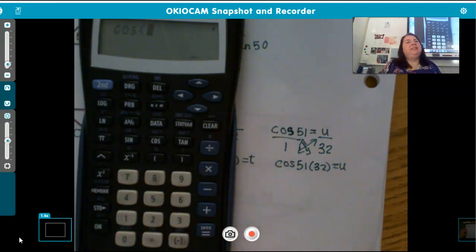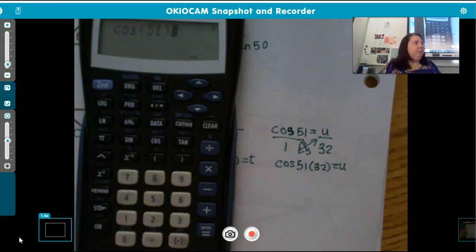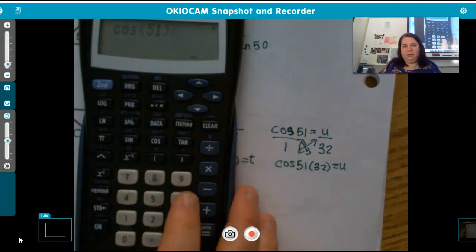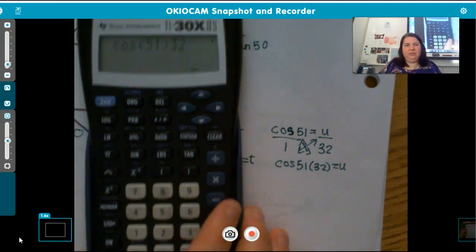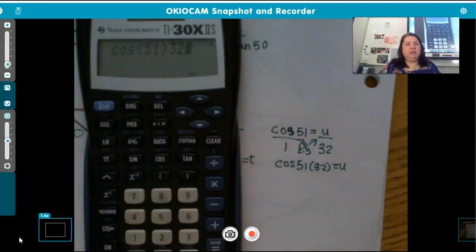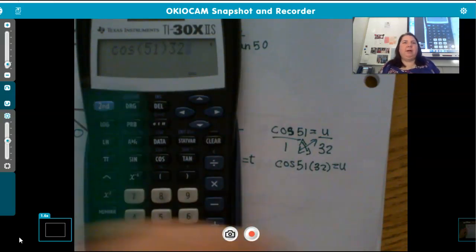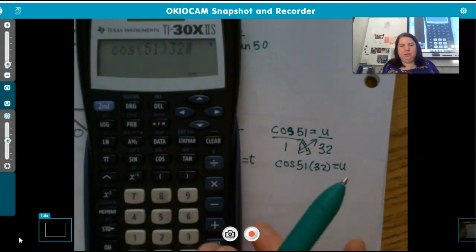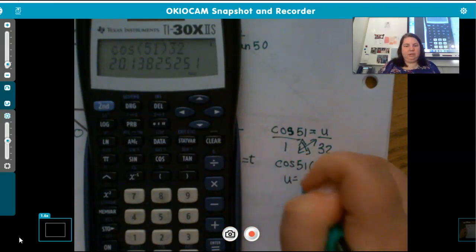Did you forget to close your parenthesis? No. Because when I type in cosine, oh, no, we don't put the 50. So cosine of 51, close your parenthesis. So this is what it should look like. Then why is the 32 an R? Well, that's because when we're multiplying them, that's how we write it. Oh, okay. See, that's what I was doing. So, yep, 20.1.